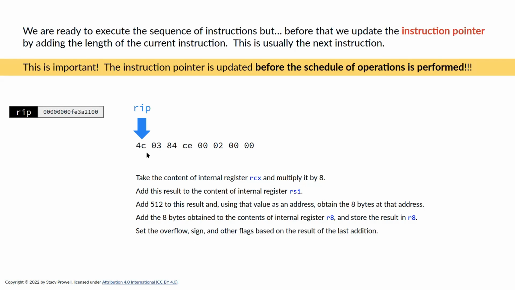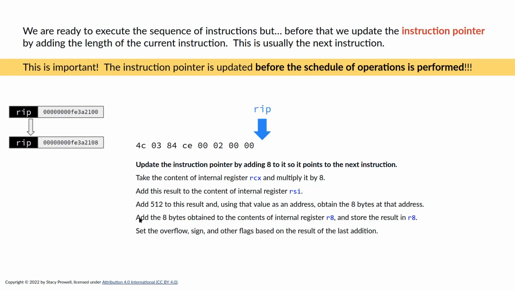One more thing. We're almost ready to execute the instruction, but before we do that, we now know that the instruction is 8 bytes long. Once we've gone through the first round of interpreting, we know it's 8 bytes. And so we need to update the instruction pointer. And that's, in fact, the first thing we do before this schedule happens. So we update it, in this case, by adding 8. So we go from this value to this value. And now we're ready to do the schedule of work.